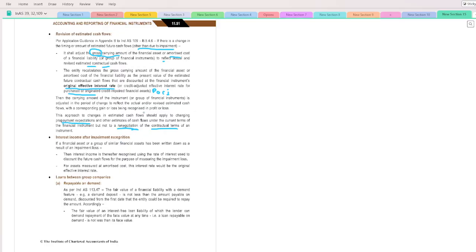So I'm taking one simple example here because this is a little bit tricky also. I don't know how much you will appreciate, but try to understand this example.